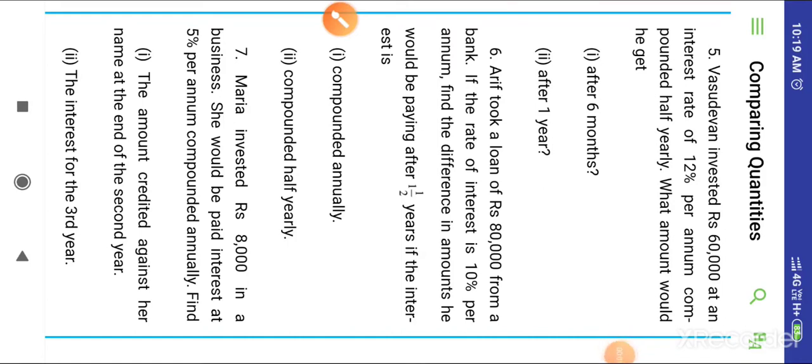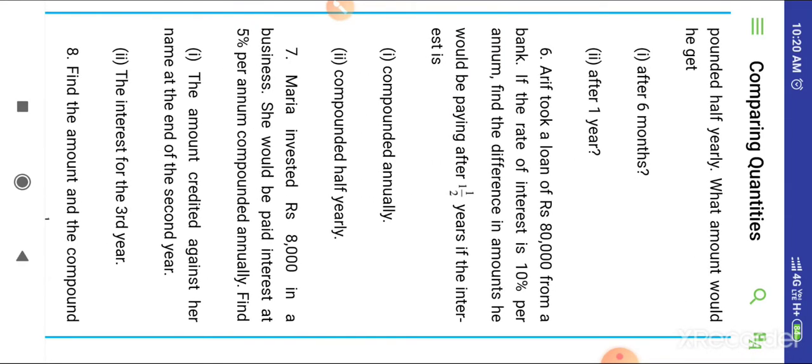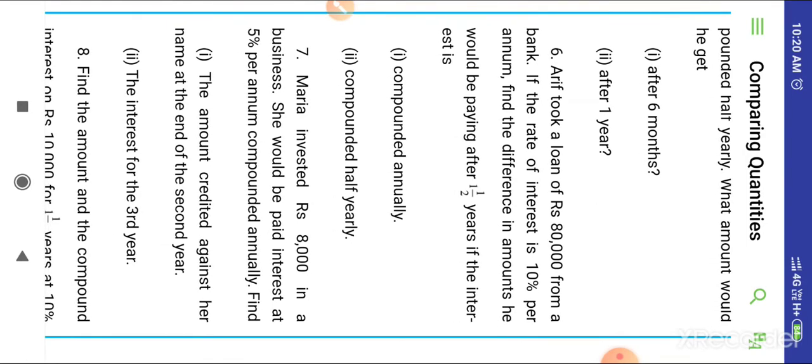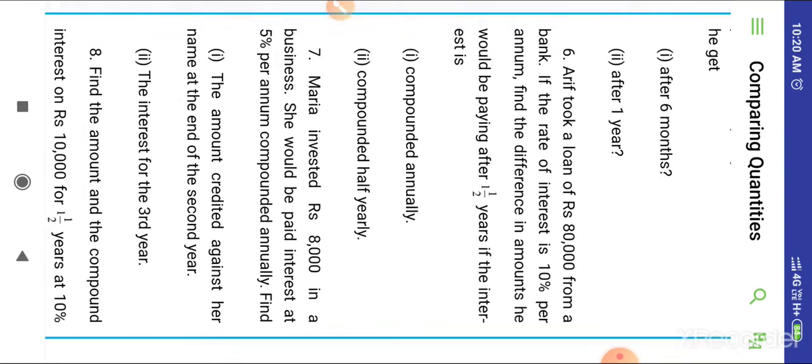Hello students, today we will solve exercise 8.3 from question number 6. And question number 6 is, Arif took a loan of rupees 80,000 from a bank. If the rate of interest is 10% per annum, find the difference in amount he would be paying after 1.5 years if the interest is compounded annually and compounded half yearly.